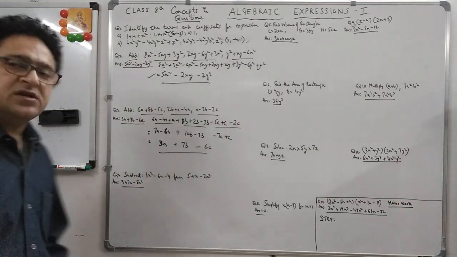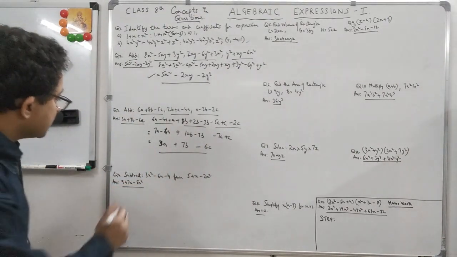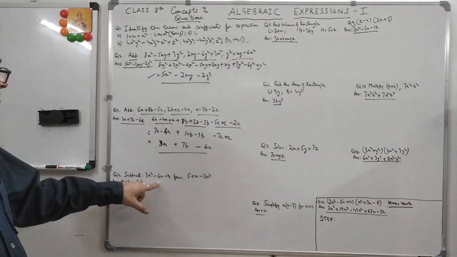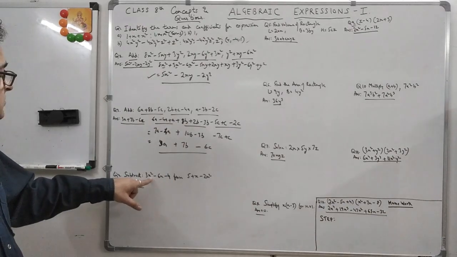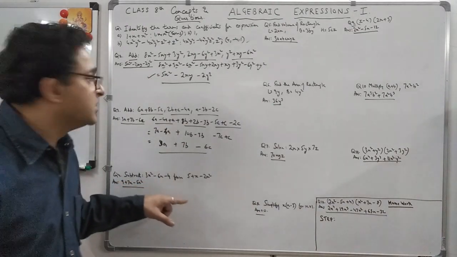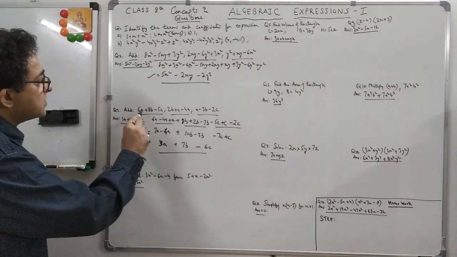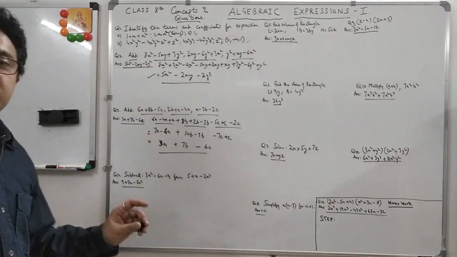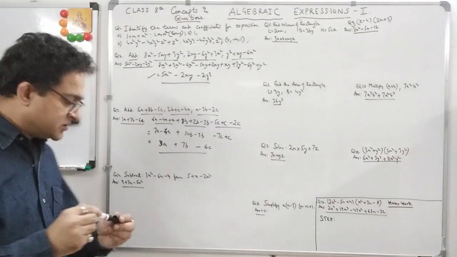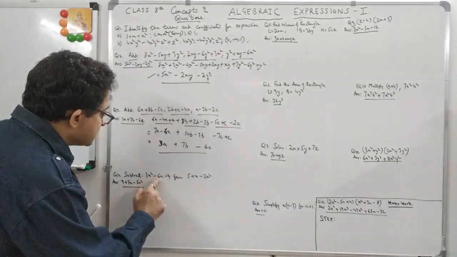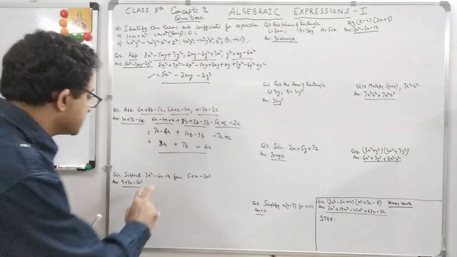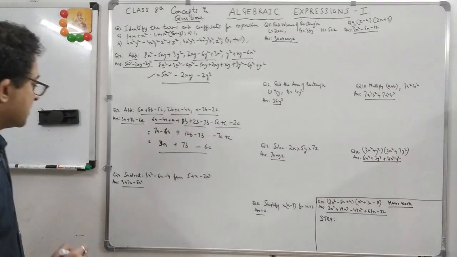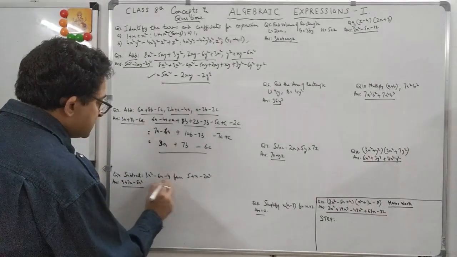Now let's do subtraction. Subtract 3x square minus 6x minus 4. This is the first algebraic expression. How many terms? 1, 2, 3 terms. This is basically a trinomial. These are all terms, and this was one expression. Just remember, again, a recap of the concepts: 3x square, 6x and 4 are terms, 3 terms, and this is basically an algebraic expression which is a trinomial. So now subtract this from this.